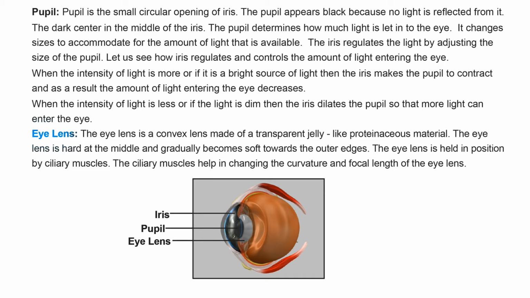Eye lens. The eye lens is a convex lens made of a transparent jelly-like proteinaceous material. The eye lens is hard at the middle and gradually becomes soft towards the outer edges. The eye lens is held in position by ciliary muscles. The ciliary muscles help in changing the curvature and focal length of the eye lens.